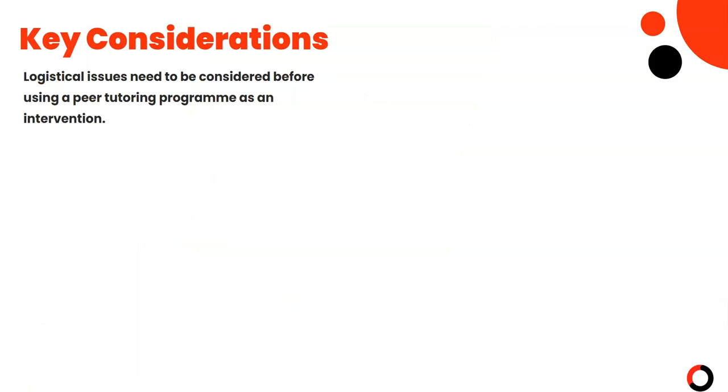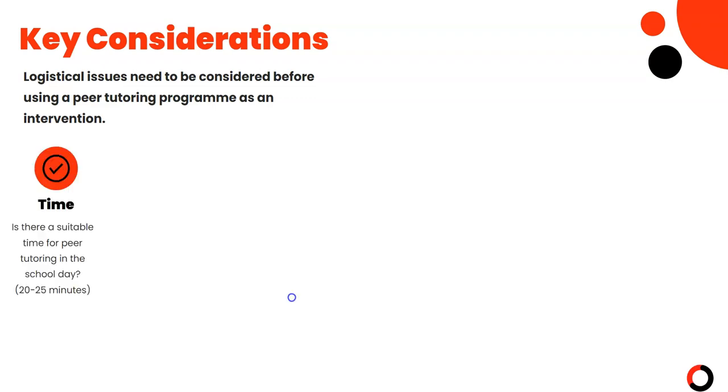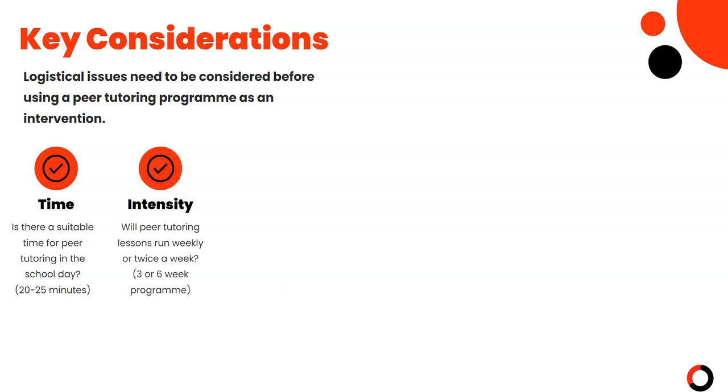Key considerations. Logistical issues need to be considered before using a peer tutoring program as an intervention in your school. So the first one to consider is time. Is there a suitable time for the peer tutoring in your school day? This takes between 20 and 25 minutes. Intensity. Will the lessons be run weekly or twice a week? This dictates whether it's a 3 or 6 week program in your school.